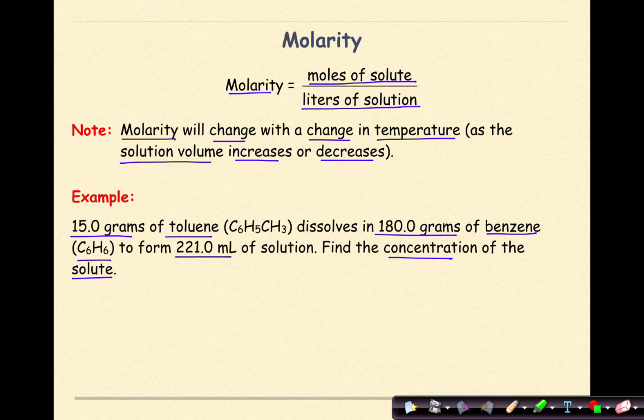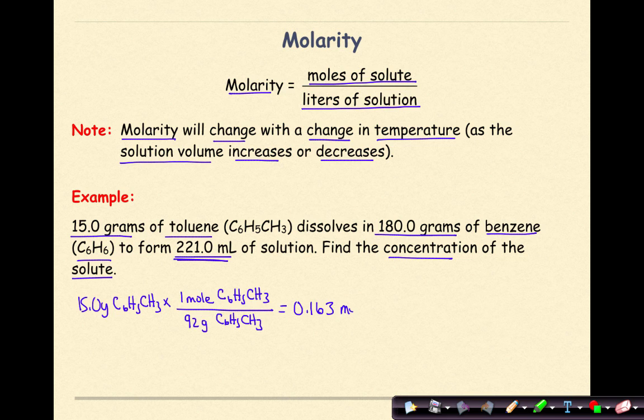So the 15 grams of toluene is going to be our solute, and the benzene is going to be our solvent, and they do give us a total volume of solution. So the first thing that we need to do is take our 15 grams of toluene, C6H5CH3, and convert that into moles. So 1 mole of C6H5CH3 over, I'm going to tell you that the gram formula mass of toluene is 92 grams of C6H5CH3.